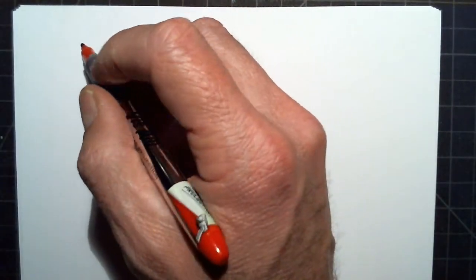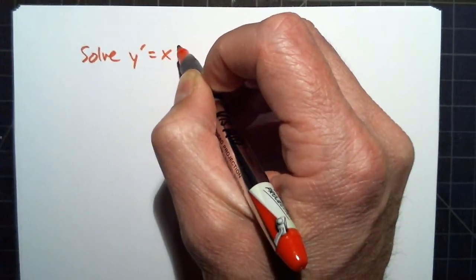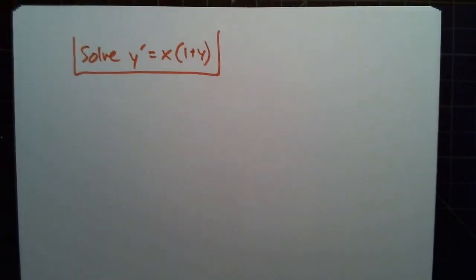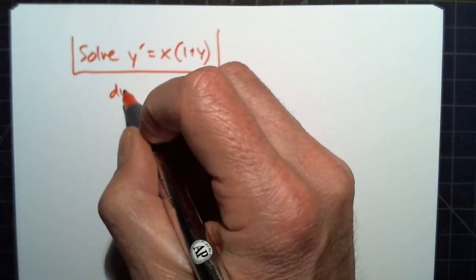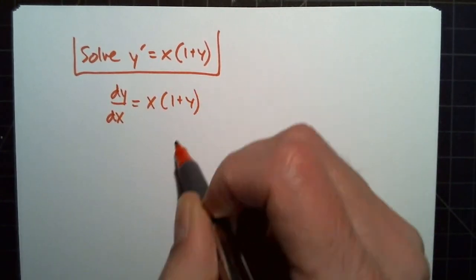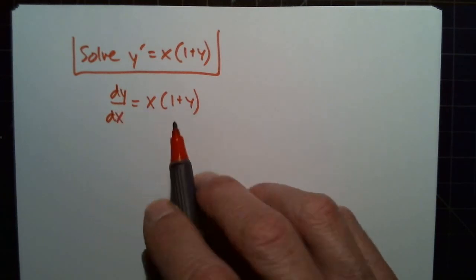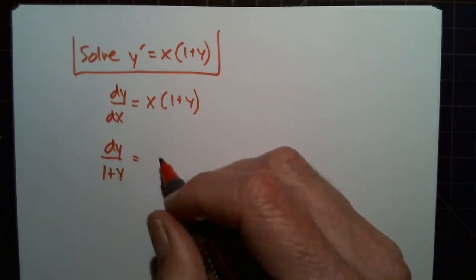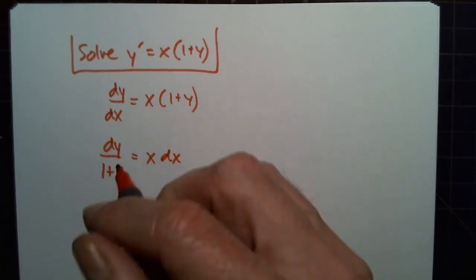Let's just do a differential equation. Practice that. Okay, so here we want to write this as dy/dx, and we want to separate the variables. So dy, let's divide by 1 plus y: dy over 1 plus y. And then we'll multiply by dx, and we have x dx. So we separated the variables and now integrate.